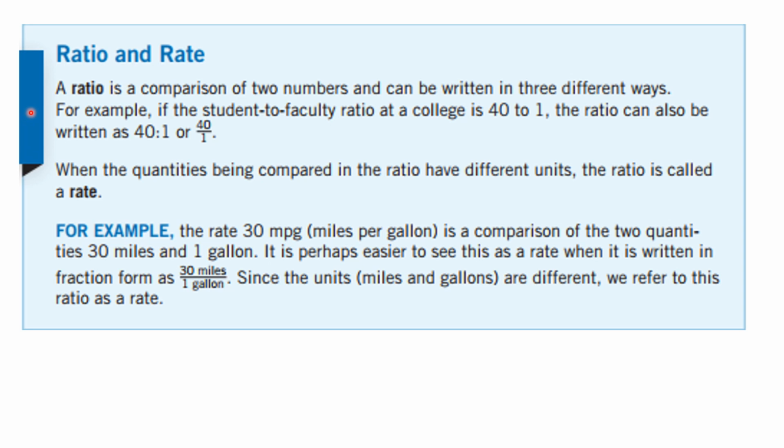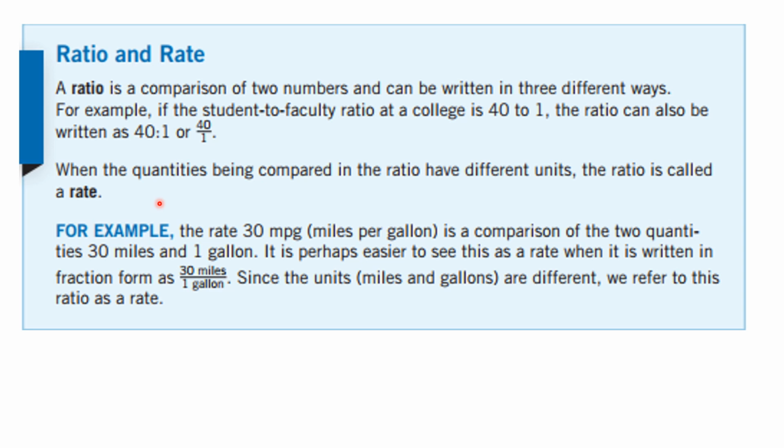Okay, a ratio is a comparison of two numbers and can be written in 3 different ways. For example, if the student to faculty ratio at a college is 40 to 1, the ratio can be written this way, 40 to 1, or 40:1, or 40 over 1.